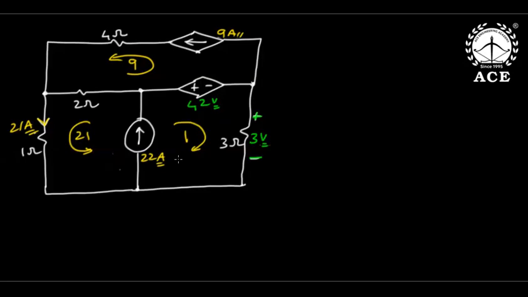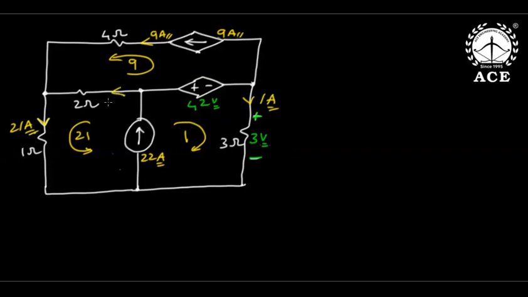Now with this data, I will find all the elemental voltages and currents. In external branches, mesh currents are branch currents. So this is 21, this is 1, and this is 9 amperes. And this is 22.